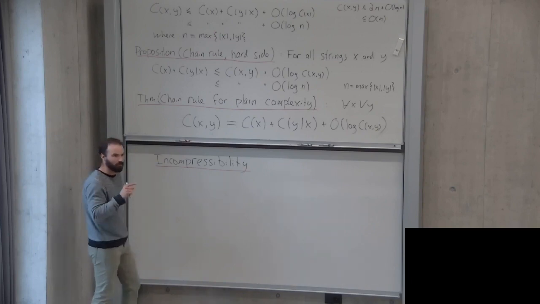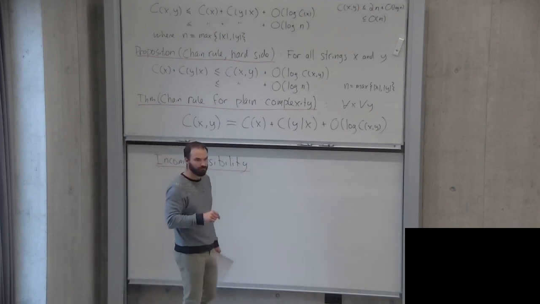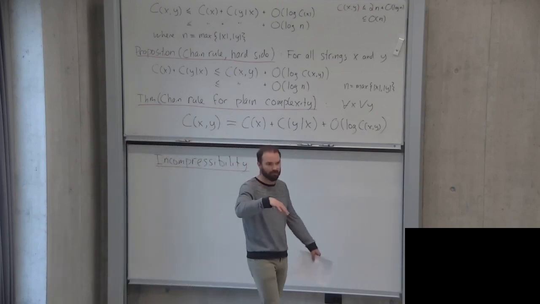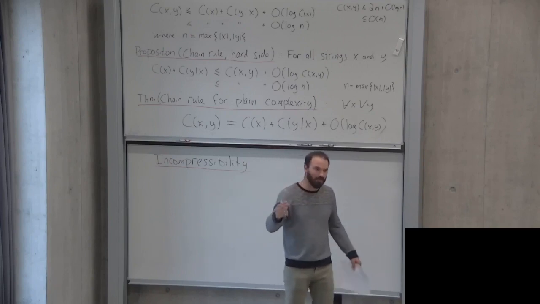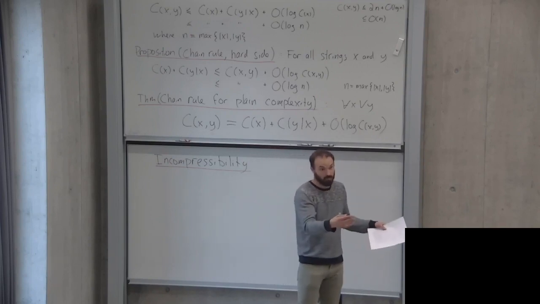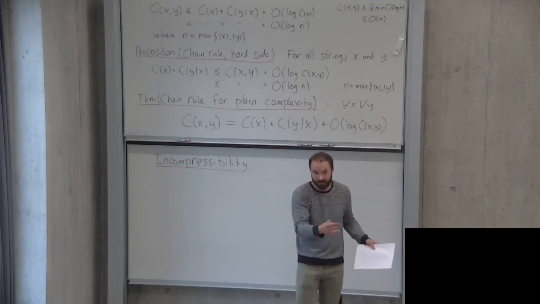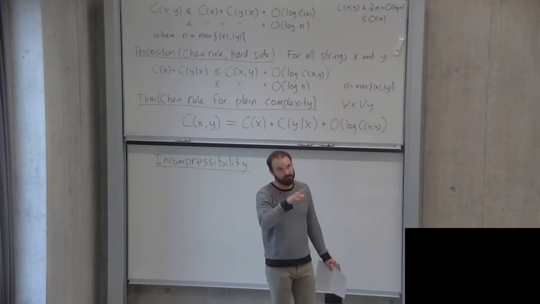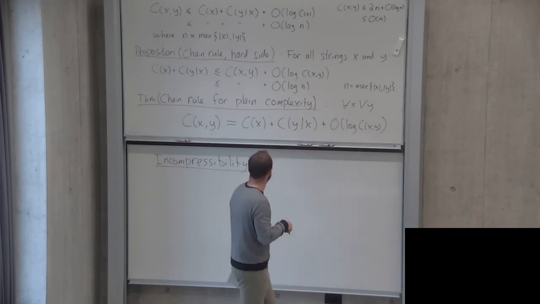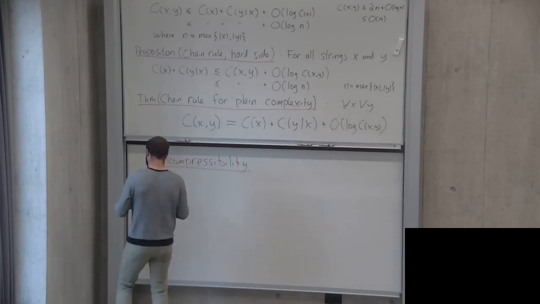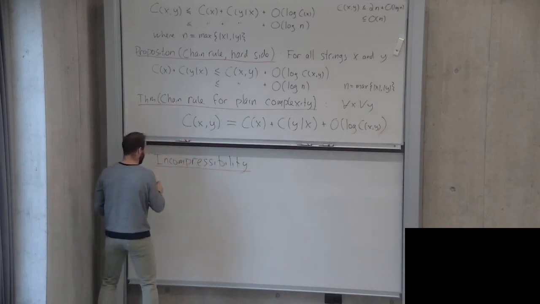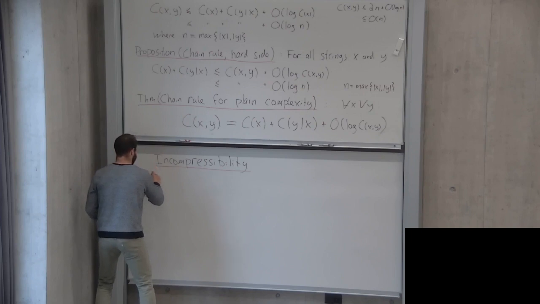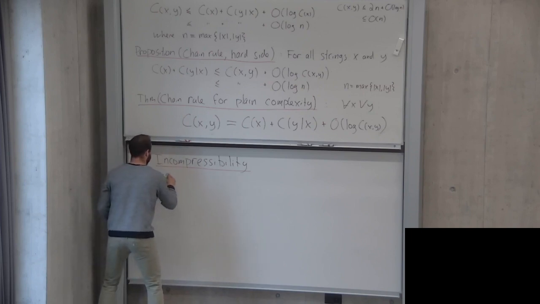It's easy to come up with compressible strings. I told you pi, or the 10 to the 10 first digits of pi. We can find programs that are much shorter than 10 to the 10 bits, and that compute the first 10 to the 10 bits of pi. Or I'm going to do something even more striking here. Let me write what I said: it is easy to come up with highly compressible strings.